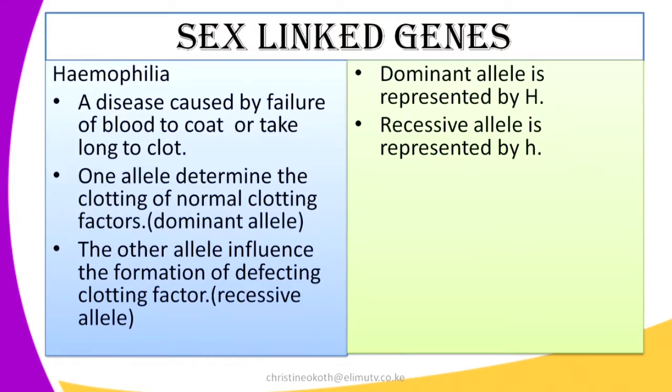In hemophilia, this is a sex-linked gene, mostly on the X chromosome. One allele will determine the normal clotting factor, that is the dominant allele, whereas the other allele influences the formation of a defective clotting factor, which is the recessive allele. The dominant allele is represented by a capital H to show that it is dominant, whereas the recessive allele is represented by a small h.